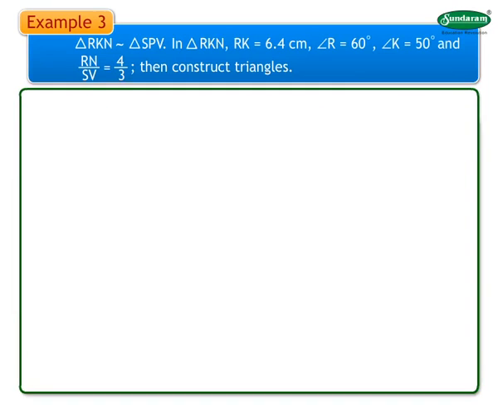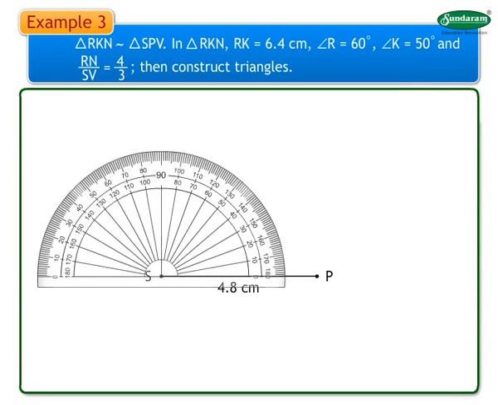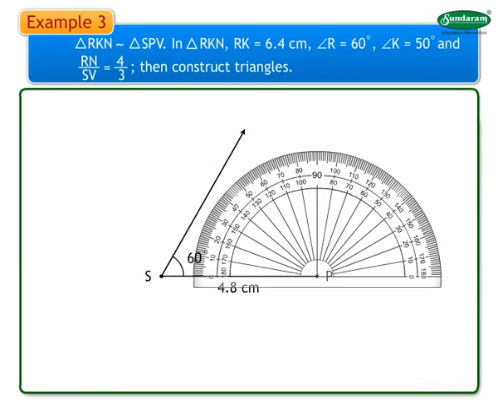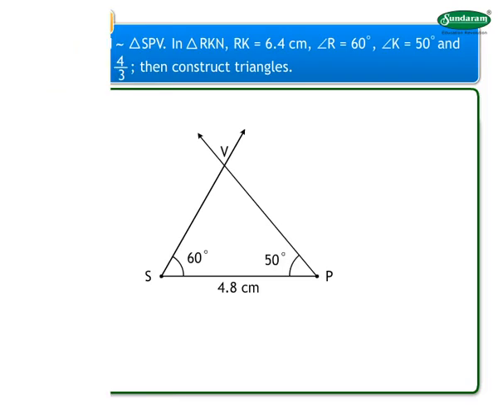Now let's begin the construction. Draw a segment SP of 4.8 centimeters. Keep the protractor on point S. Measure 60 degrees and draw angle S. Now again keep the protractor on point P. Measure 50 degrees and draw angle P. Let the point of intersection of both the angles be point V. Thus, we get the required triangle SPV.